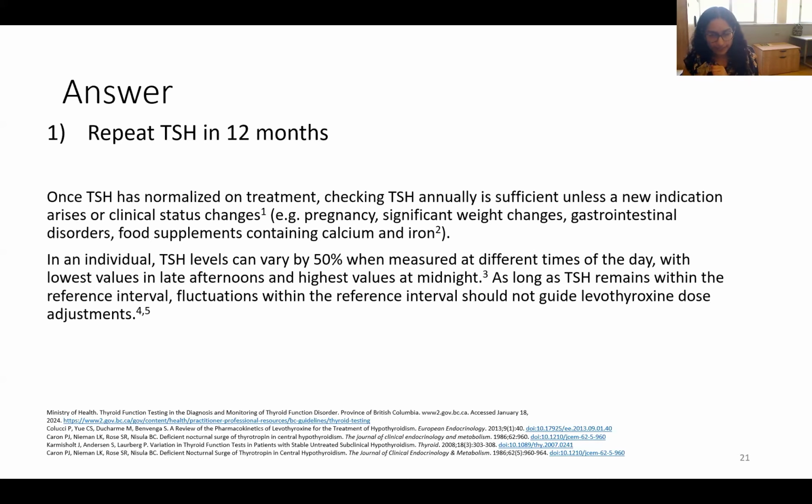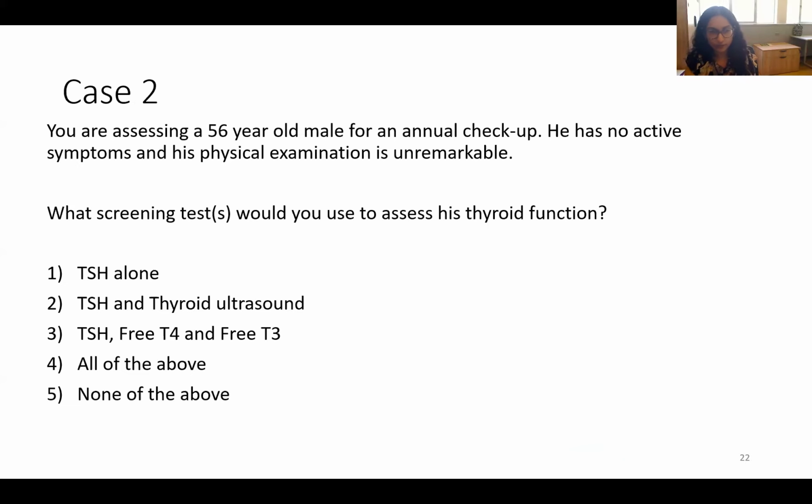Now we're going to move to the next case, and we're going to look at a slightly different aspect of thyroid disorders. Here you're seeing a 56-year-old male for an annual checkup. He has no active symptoms, and his physical examination is unremarkable. Specifically for thyroid function, what screening test would you use to assess that? You can do the TSH alone, a TSH with thyroid ultrasound, or TSH with the free hormones. You can do all of the above or none of the above.